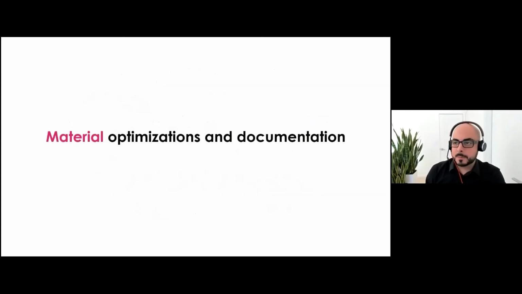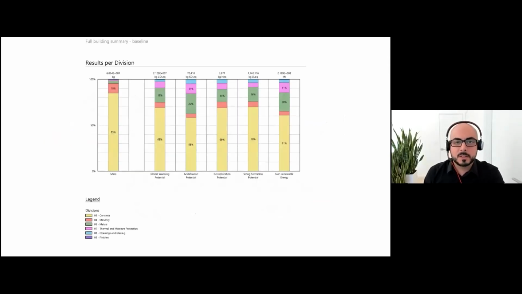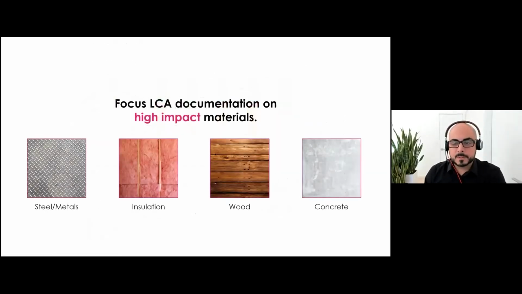In terms of material optimization and documentation, run an early study to understand what the high impact materials are. The yellow here is concrete, which in any concrete building, you might see a chart like this, similar to what John mentioned. This building has 69% of all the impact coming from concrete. The rest are metals, insulation, masonry, glazing, and so on.